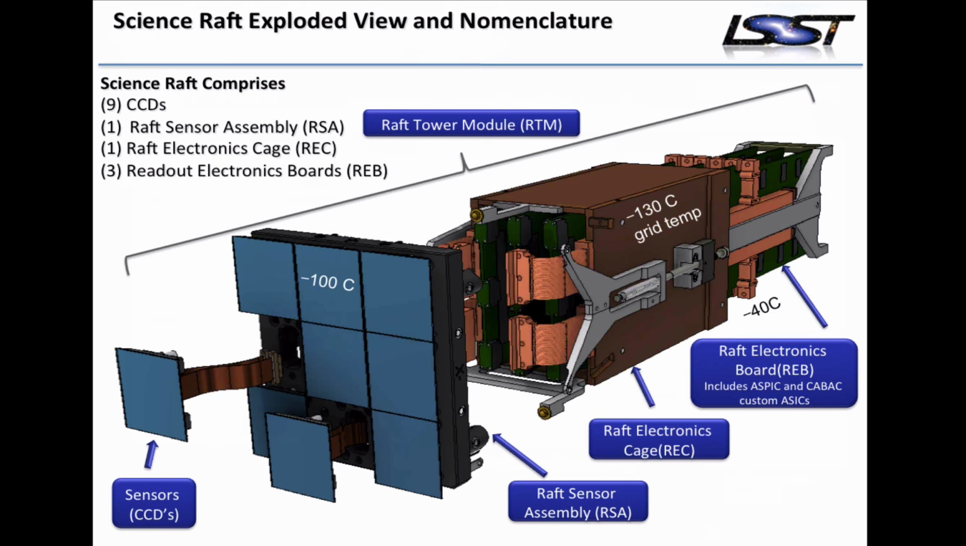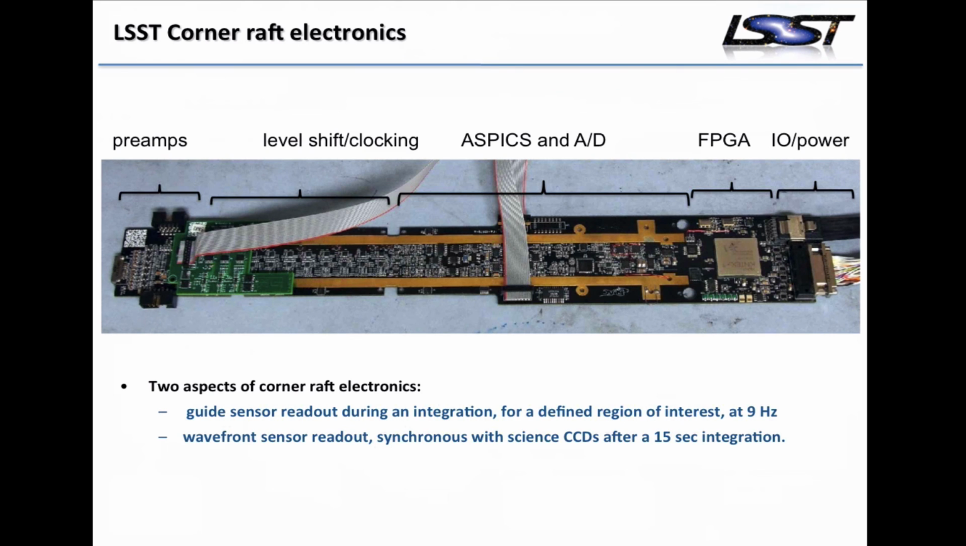So it's a modular thing, and it's all implemented as shown. So here's just a blow up of what one of these science rafts looks like. There's a set of 3 electronics boards. Each electronics board reads out 3 CCDs, and it produces digital data that flow through the door wall off to the data acquisition system. The corner raft electronics boards are implemented slightly differently in terms of layout and implementation, but conceptually are identical to the electronics that resides on the science raft boards.